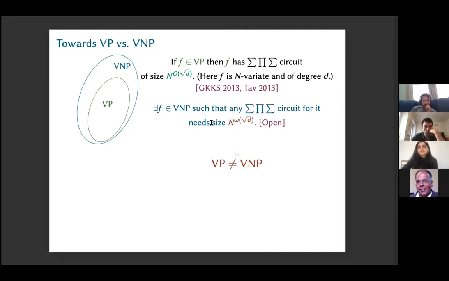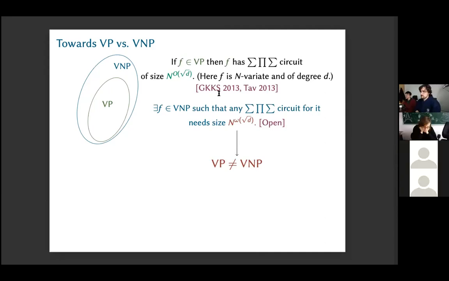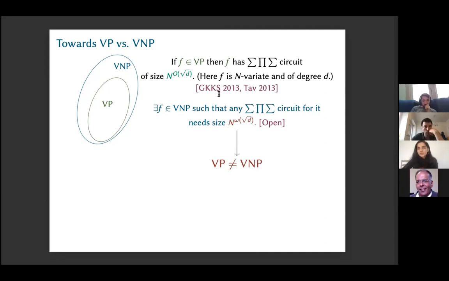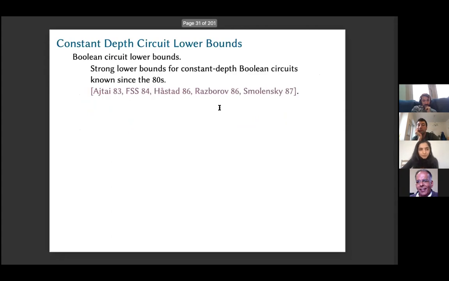Okay. So what do we know then? Now I tried to sell to you that constant depth circuits are interesting because my result is about constant depth circuits, so I have to sell that model to you. I hope it is somewhat interesting. But what do we know? In the Boolean world, by these results from the 80s by Ajtai, Furst, Saxe, Sipser, Håstad, Razborov, Smolensky, we have really tight lower bounds for constant depth Boolean circuits.